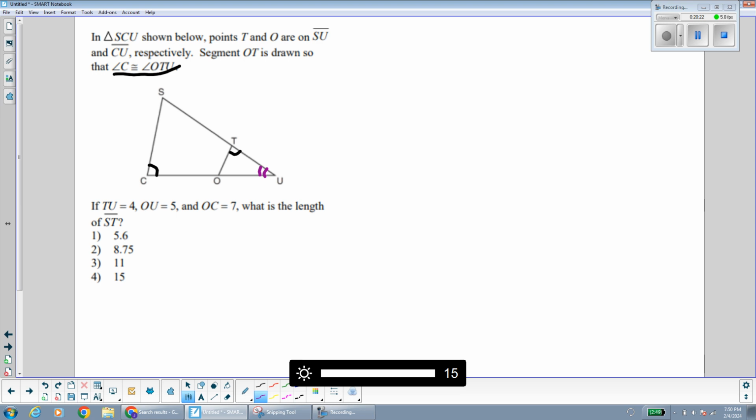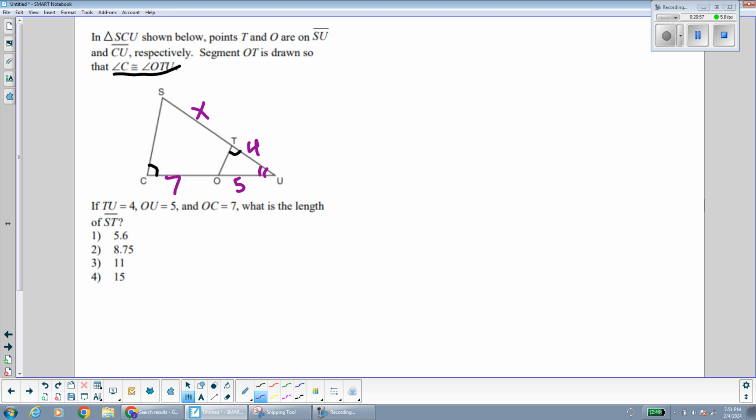So now that we know the triangles are similar, we need to find the missing side length. They tell us that TU is 4, that OU is 5, that OC is 7, and we're looking for the length of ST. So I'm going to label that X. The problem is that the triangles are facing in different directions, and they don't give me both of the triangle names. They give me triangle SCU, which is the big triangle, but they don't give me the name of the smaller triangle, so I can't correctly match up the corresponding parts from the triangle names.